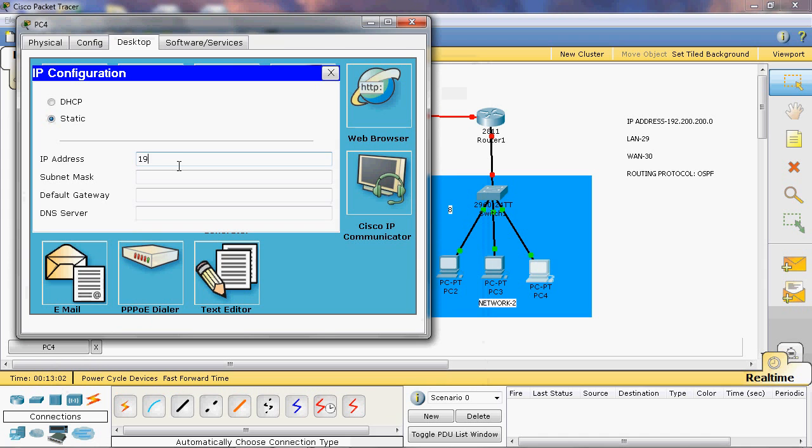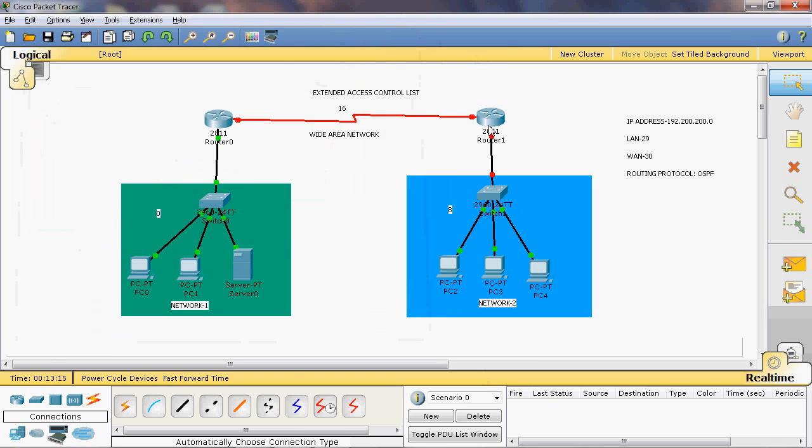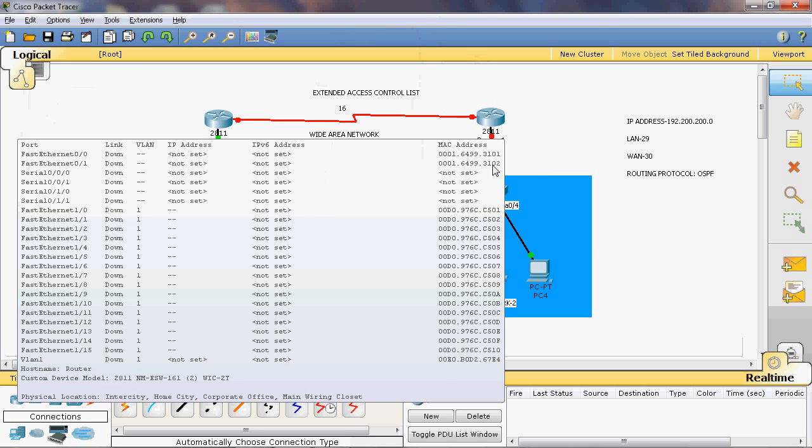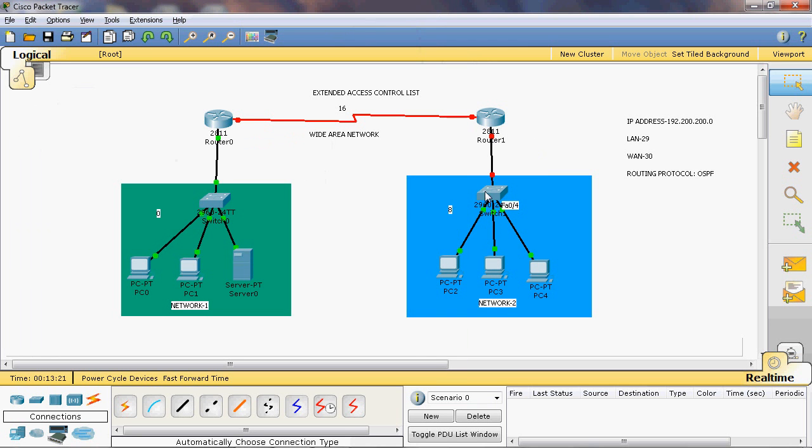Sub IP address is 192.200.200.12. Subnet mask is 248. Default gateway is 192.200.200.9. Now router 1 can be connected to switch 1 through the interface FastEthernet 0/0. So in that interface we can assign the default gateway.